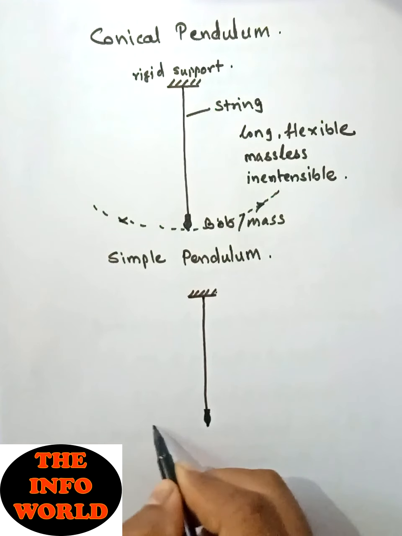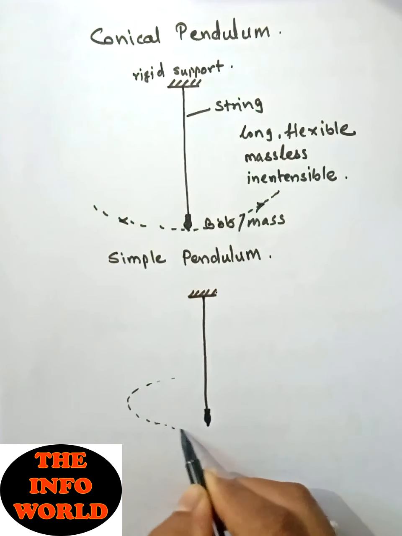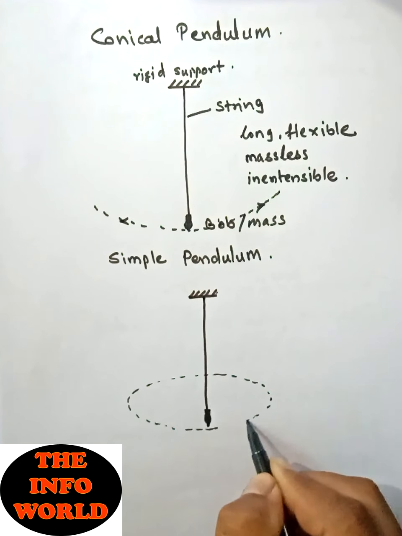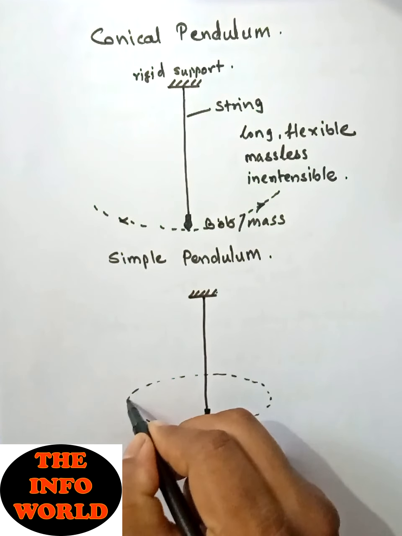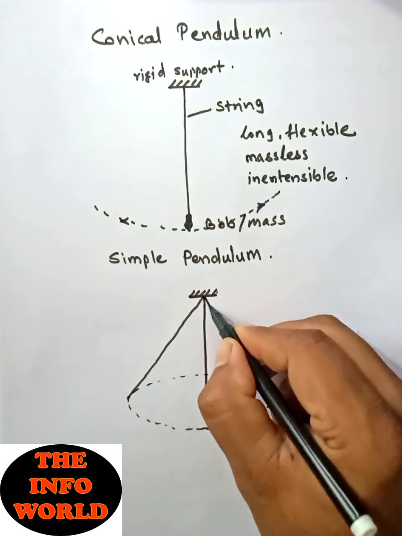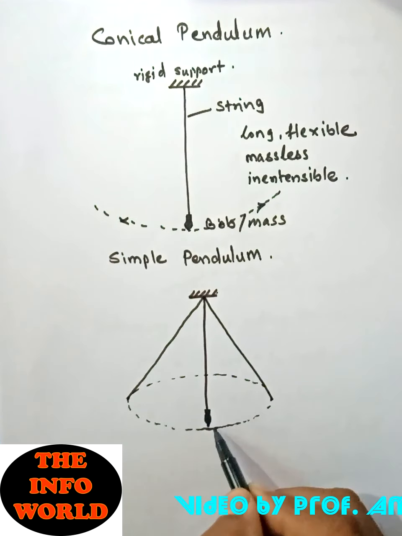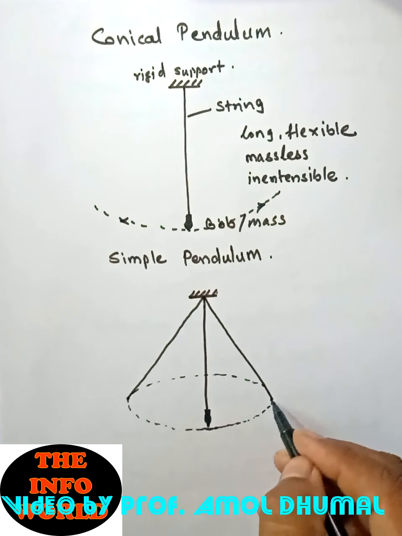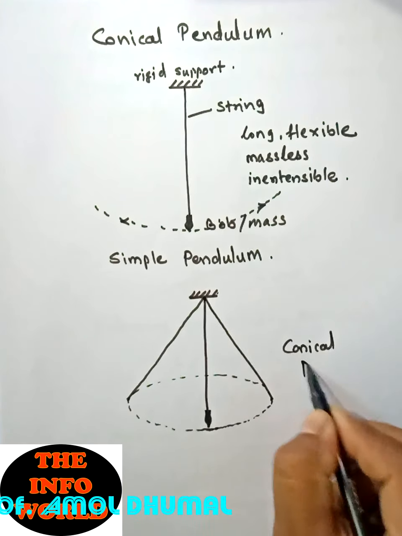But when this bob revolves in circular motion, making a cone like this, then this bob rotates along this circle making a cone, which is called a conical pendulum.